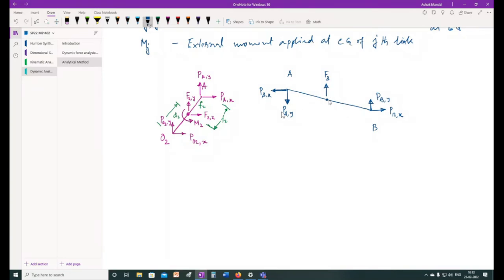Now for this we have F3Y, F3X, and you have a moment acting here, that is M3. Again, for this case also, we will call this distance D3, from this point to this point, and this distance is F3, from this point to this point. Okay, this will be useful when we do the analysis.